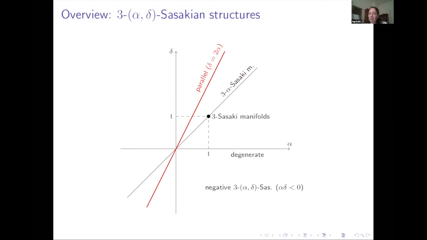Okay, so here's a little overview about free alpha delta Sasaki manifolds. So we have this parameter space alpha delta. The degenerate case is the horizontal line. The free alpha Sasaki manifolds correspond to that diagonal. The free Sasaki case corresponds to that point alpha equals delta equals one. The parallel case, as we've just seen, is another interesting line, it's this red line here. And we have the positive ones upstairs and the negative ones downstairs.